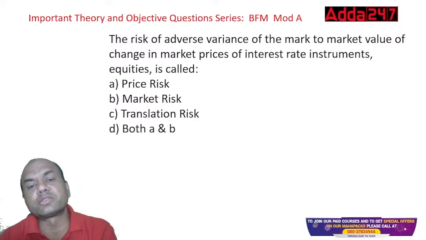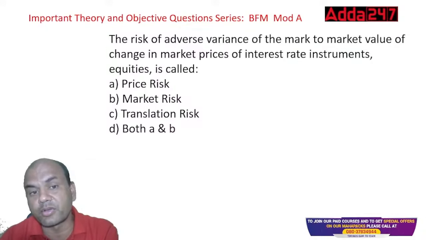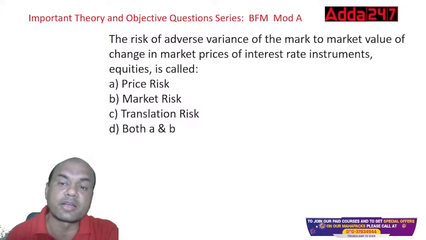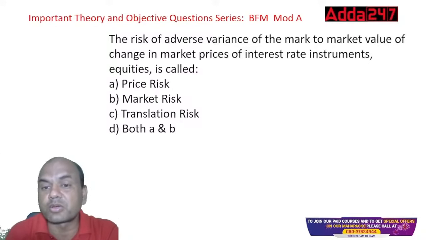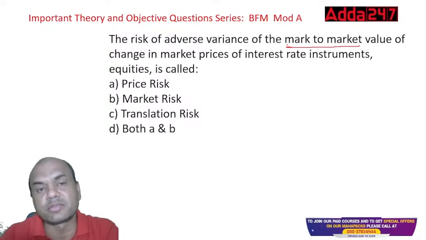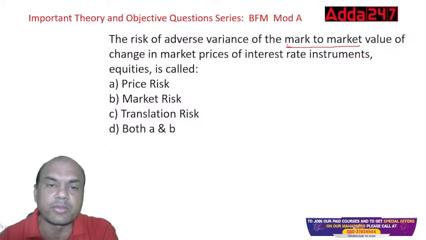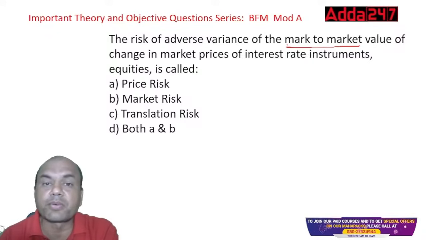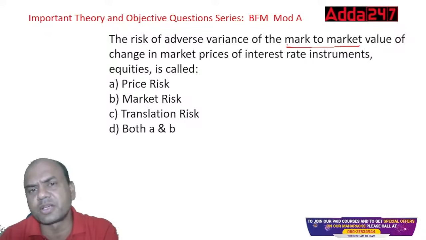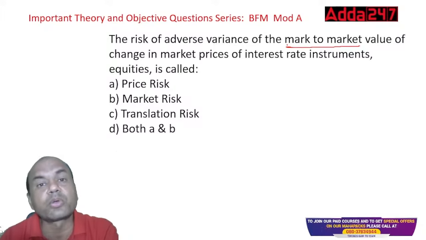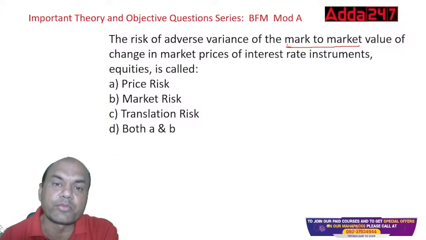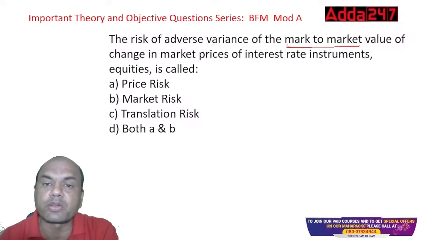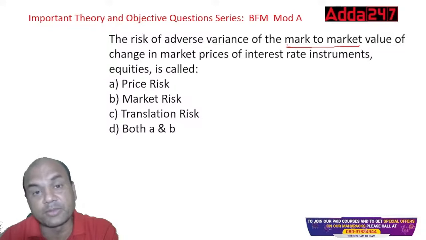The risk of adverse variance of mark to market, of change in the market price of interest rate instruments and equities, is called... So what is mark to market? The logic behind mark to market is, suppose I bought a bond, and I'm not going to sell it immediately. But mark to market means: whether I am notionally gaining some profit or not in that. That's the meaning of mark to market.